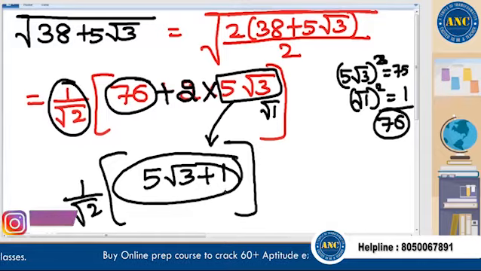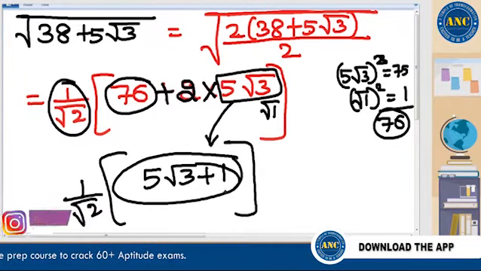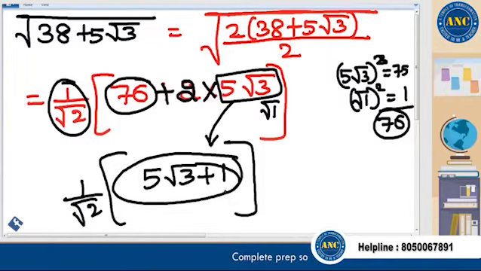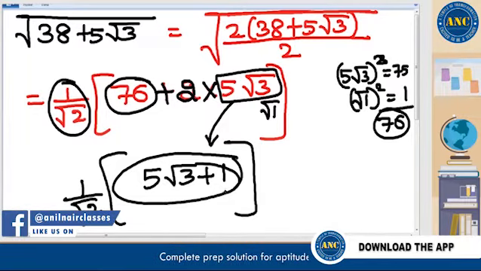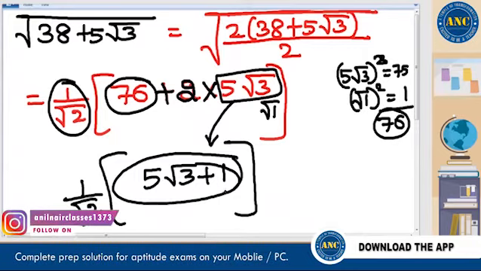If you do not have that 2 in the term in the question, multiply and divide by 2 to make it as 2. I hope the idea should be very, very clear, sir.